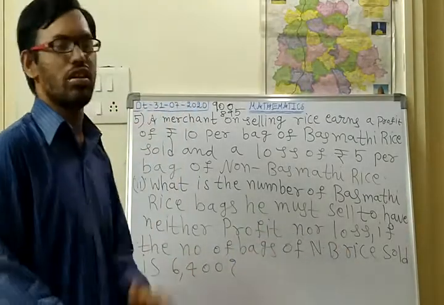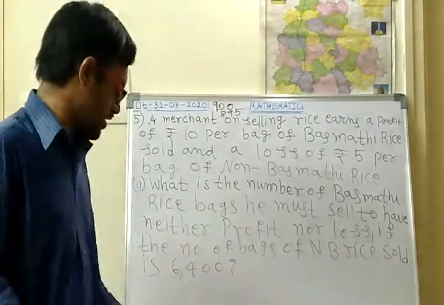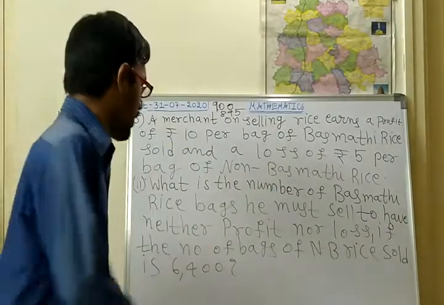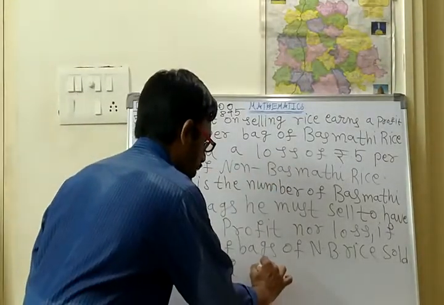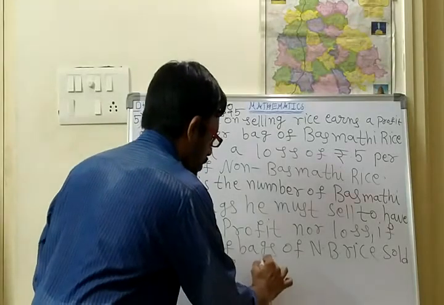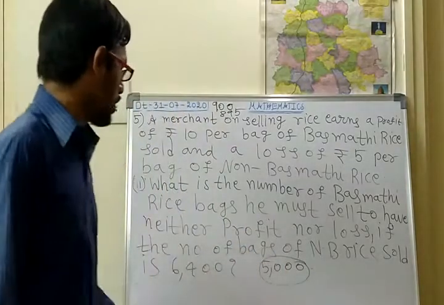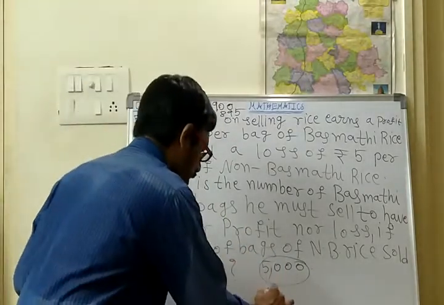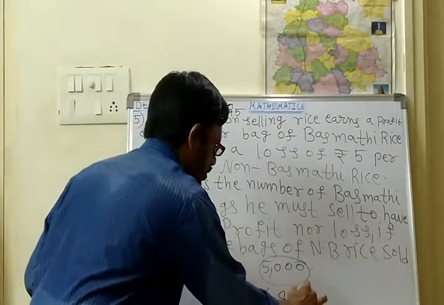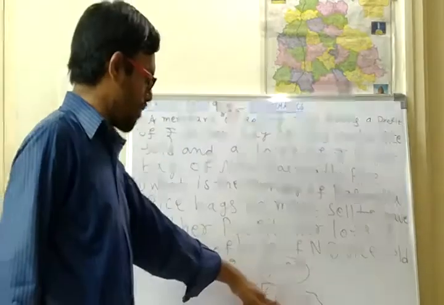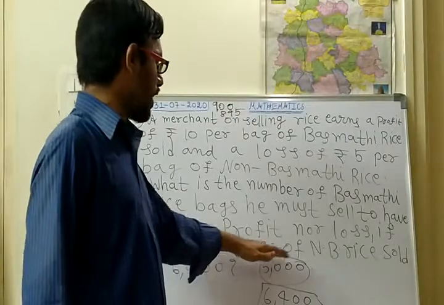If the number of bags of non-basmati rice sold is 6,400. In the previous question, how many bags of non-basmati rice were there? There were 5,000 non-basmati rice bags. So now how many bags are there? If he was selling 6,400 bags, that means at that time how much?